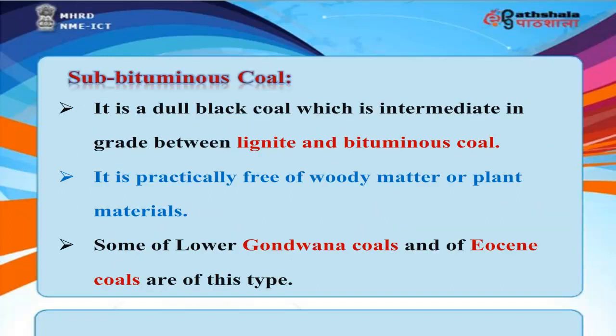Sub-bituminous coal. It is a dull black coal which is intermediate in grade between lignite and bituminous coal. It is practically free of woody matter or plant materials. Some of lower Gondwana coals and of Eocene coals are of this type.